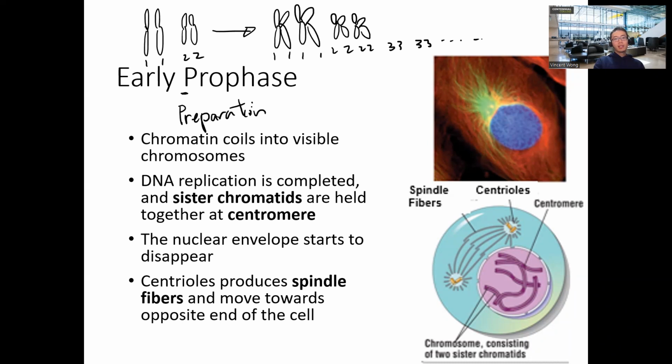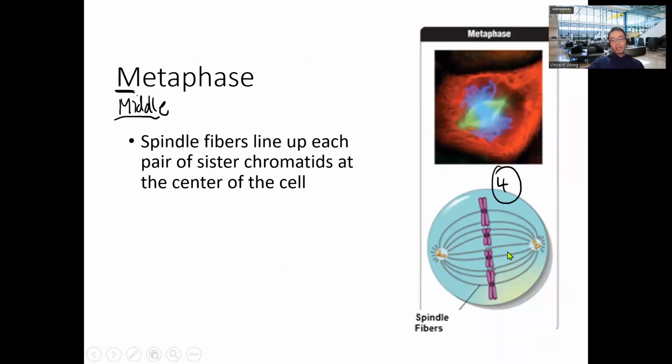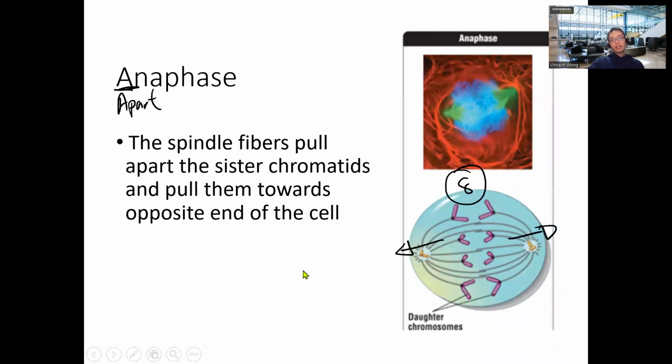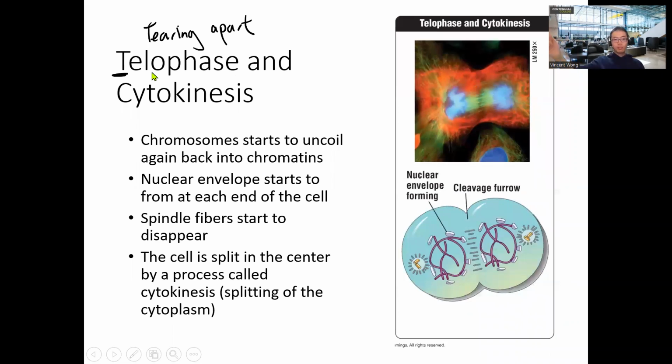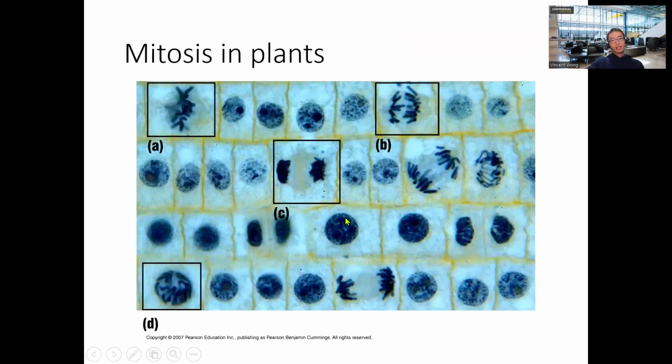Preparation. Okay. And then M for lining up in the middle. Anaphase, you pull them apart. And telophase is just backwards of prophase, and you're going to tear the cell into two equal halves. Okay, and that's it. That's the process of mitosis.